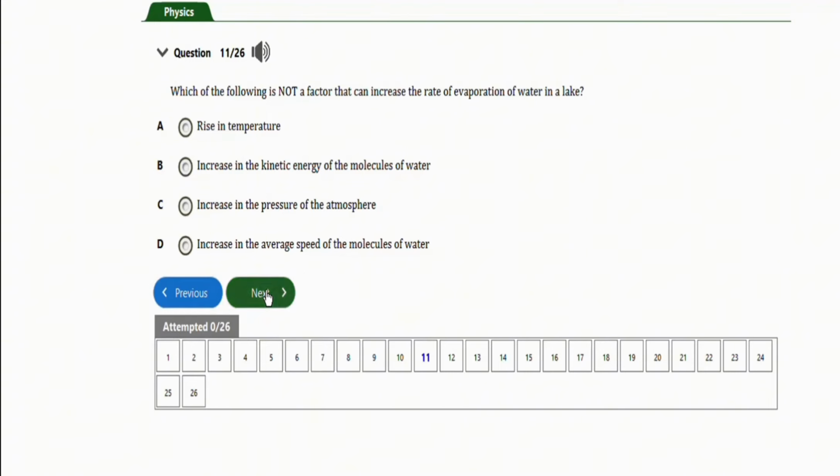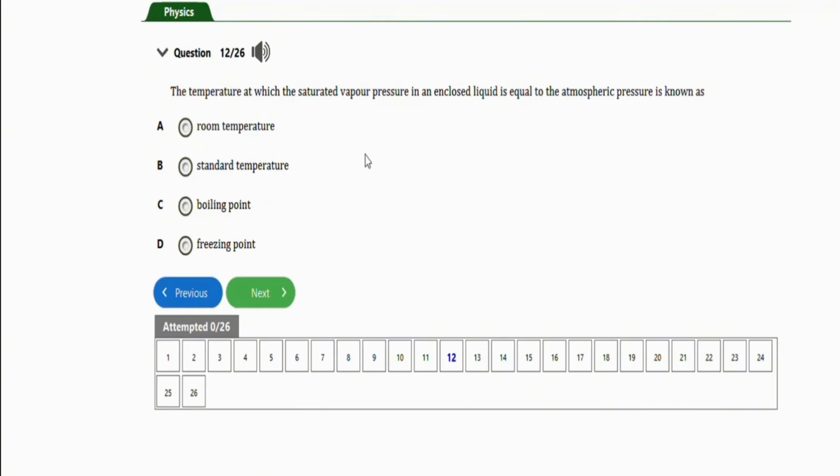The next repeated question will be this one. It says the temperature at which the saturated vapor pressure in an enclosed liquid is equal to the atmospheric pressure is known as what? So this is obvious. Correct option will be boiling point, which is option C.